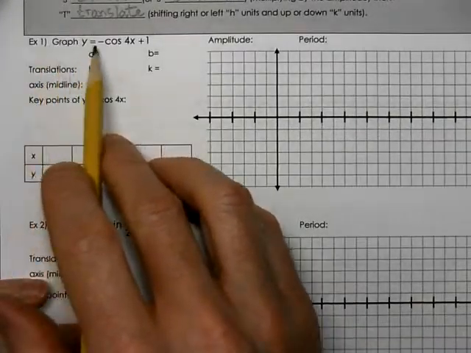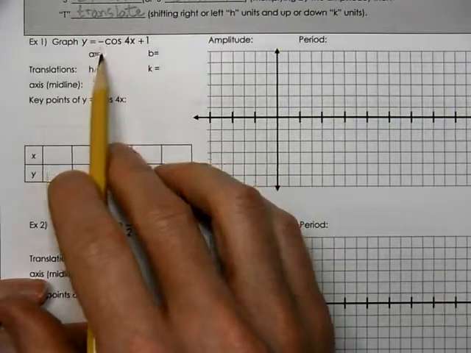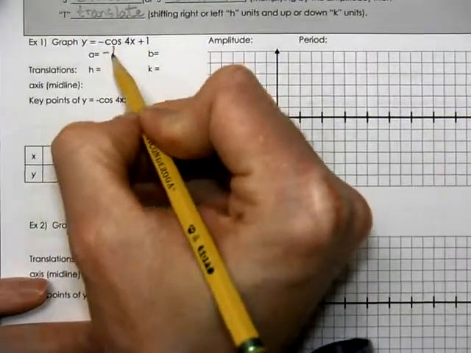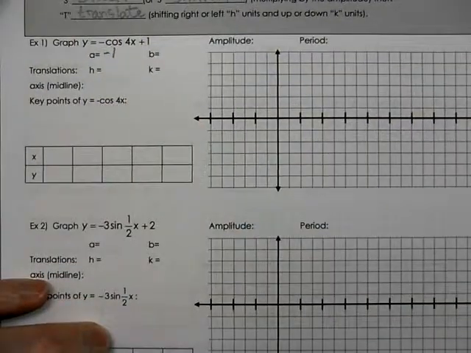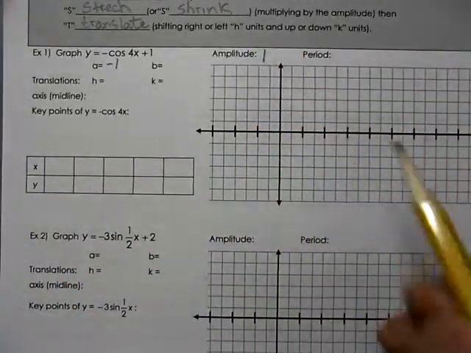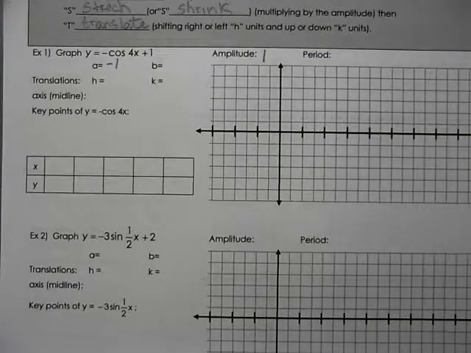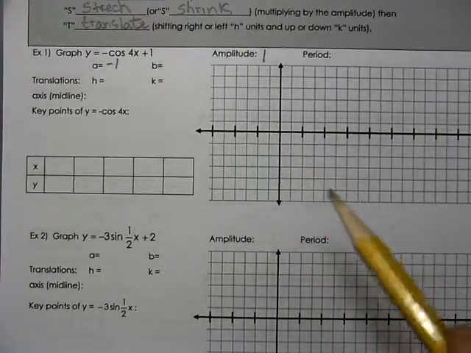So for example number 1, negative cosine 4x plus 1. We notice that the a value is negative 1. That's going to make the amplitude 1. The amplitude is always a positive value. It's the absolute value of a. It's a length, it's a distance from the midline to the maximum point, or midline to the minimum point. That's the same amount. So that distance in this case will be 1.